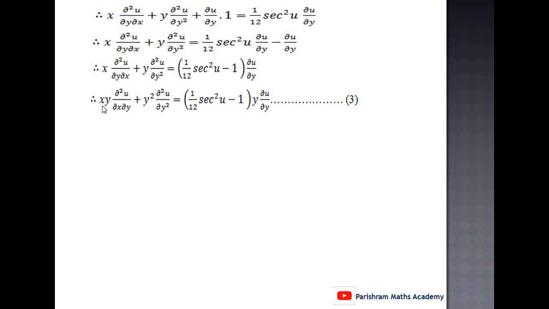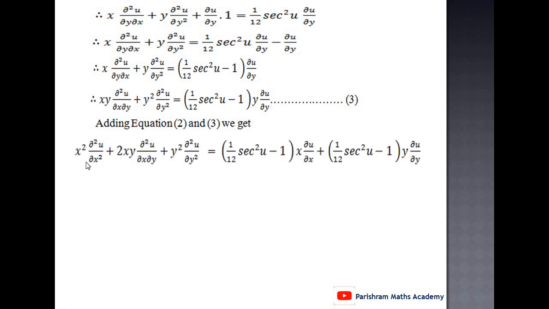We get xy ∂²u/∂x∂y plus y² ∂²u/∂y² equal to (1/12 sec²u minus 1) bracket complete into y ∂u/∂y. Equation number 3.